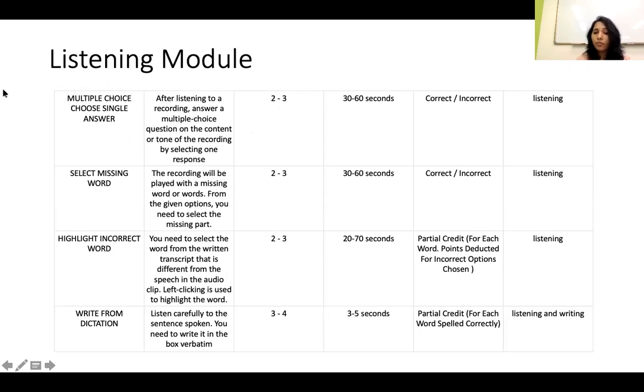This is given only towards your listening, so there is no points given to any other module. This question type belongs only to listening. Now, if you look at the next question type, it is called select missing word.